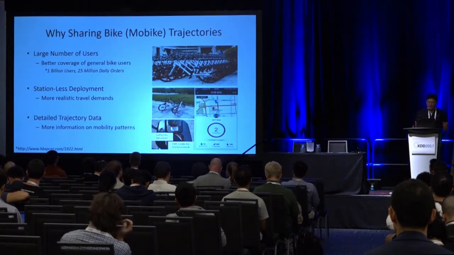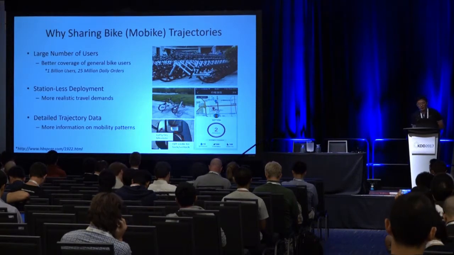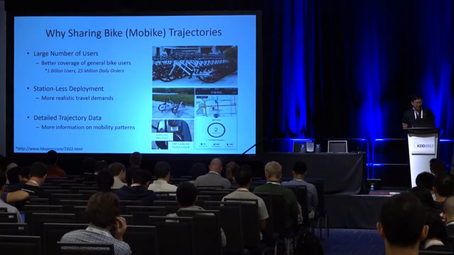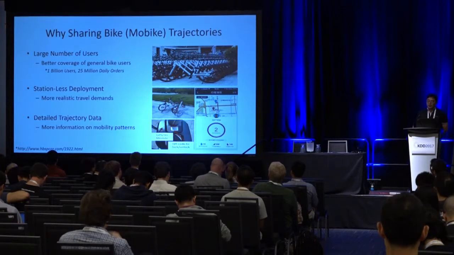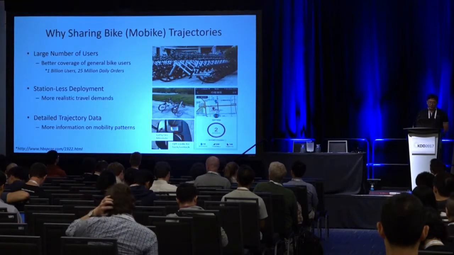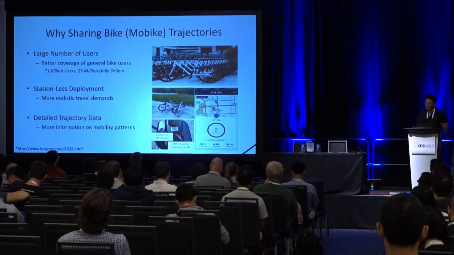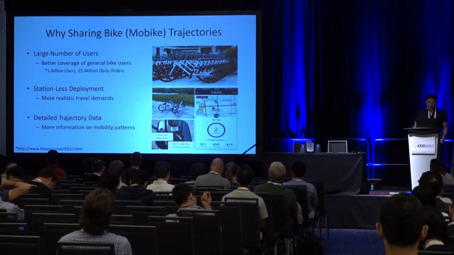Finally, these systems record detailed trajectory information for each user. Unlike station-based bike sharing systems, where we only know the check-in and check-out station locations and times for the riding events, we do not have any idea about how they travel between these two locations.